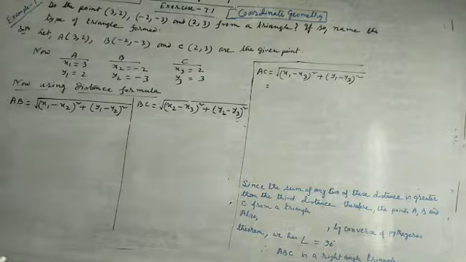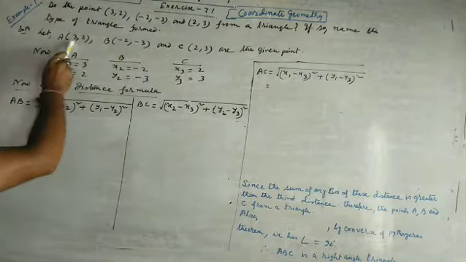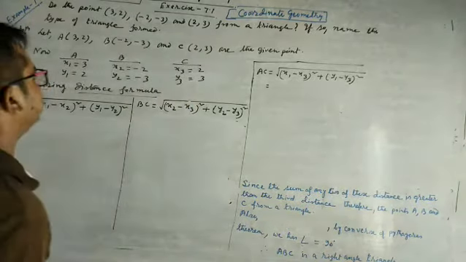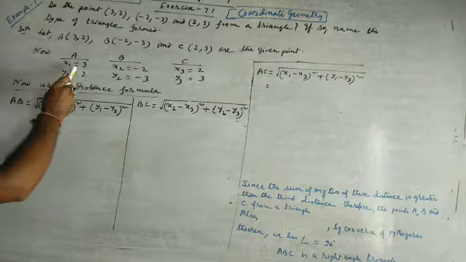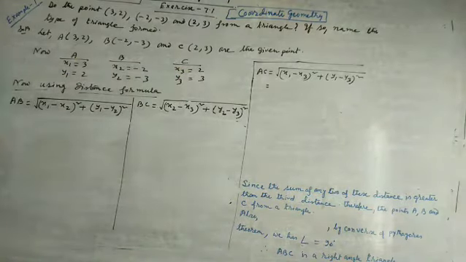So first of all, name the points: A (3, 2), B (-2, -3), C (2, 3) are the given points. Now we write A (x1, y1), B (x2, y2), C (x3, y3). Now using the distance formula to find the answer. So AB, we write the formula.